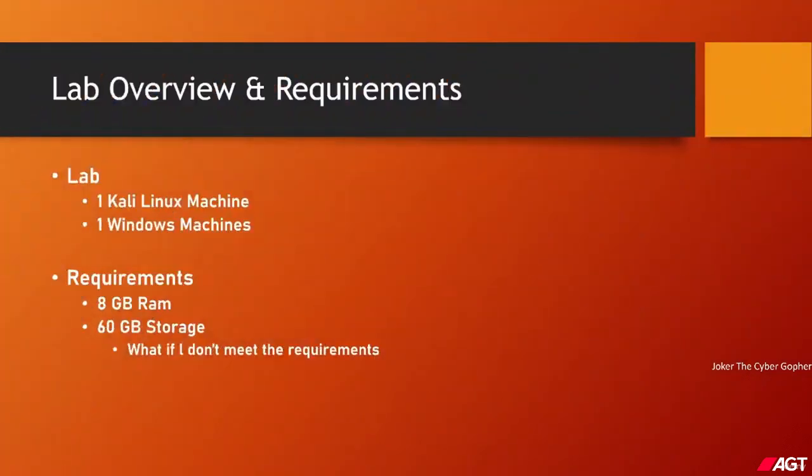Alright, now let's talk about the lab overview and requirements. In total, we need 2 machines. A Kali Linux machine is going to be our attack box. A Windows machine is going to be the target. Requirements: you need to have at least 8 gigs of RAM and 60 gigs of storage. Okay, what if I don't meet the requirements, you ask? You can just sit back and learn how real advanced persistent threats do it in the real world and take some notes. This can help you someday or somehow if you are in the cybersecurity field.